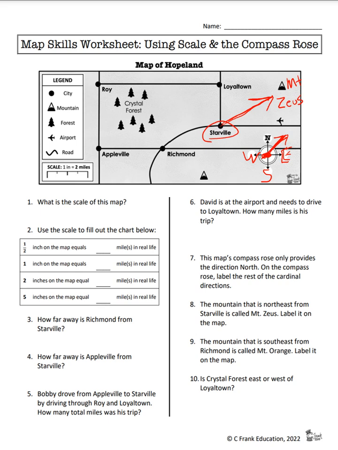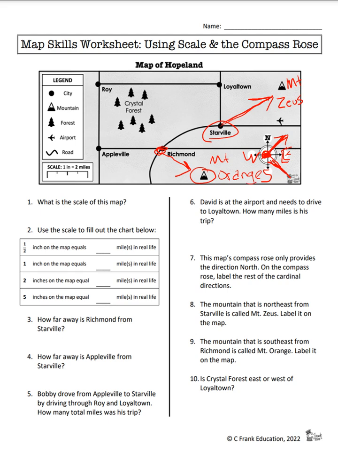Number 9 says the mountain that is southeast from Richmond is called Mount Orange. So southeast is this direction. So here's Richmond. I start here. And southeast is this direction. So I go that direction. So this right here must be Mount Orange. Pardon my writing there.